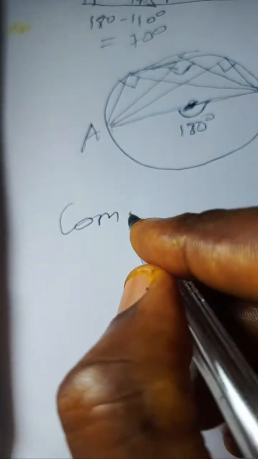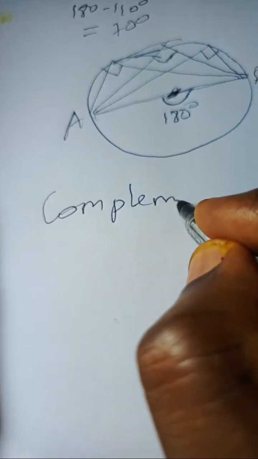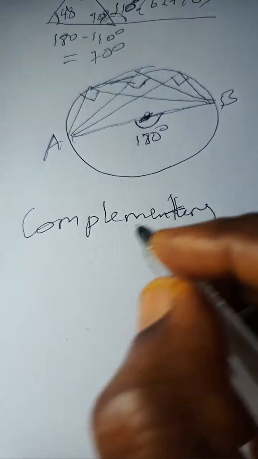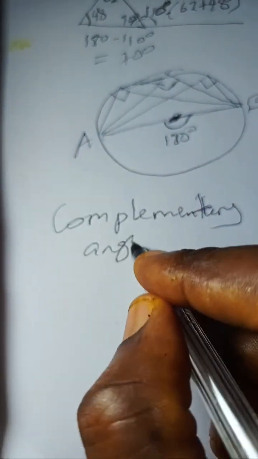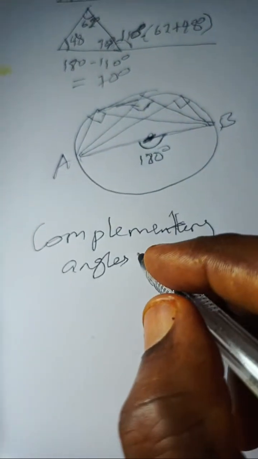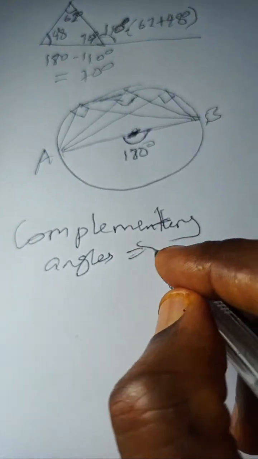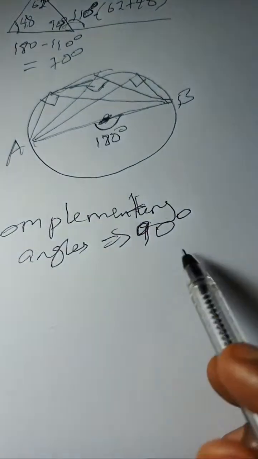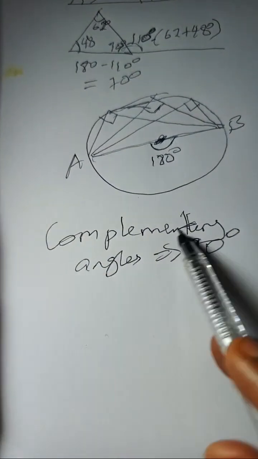Let me say complementary first. Complementary angles. Okay? They are the angles that add up to give us 90 degrees. So when any angles give us 90 degrees, it's called complementary.